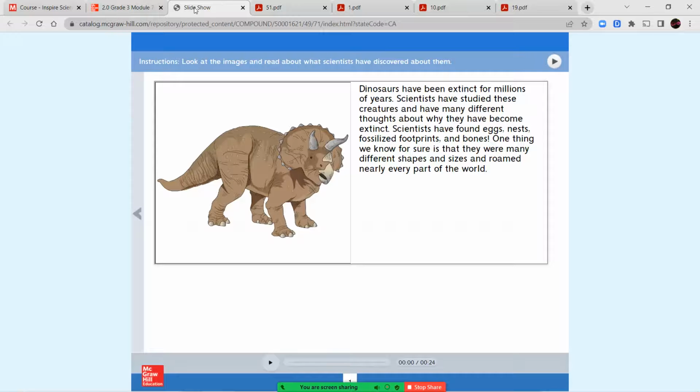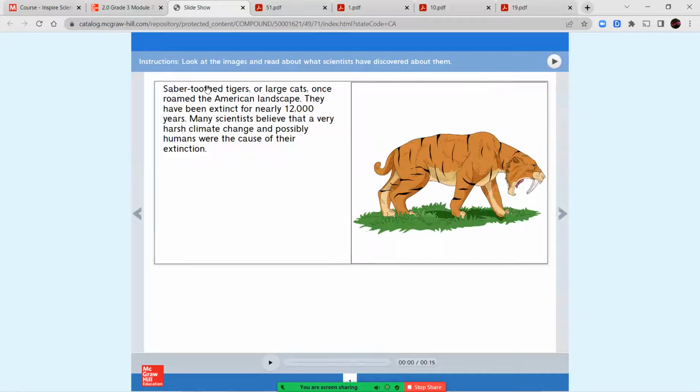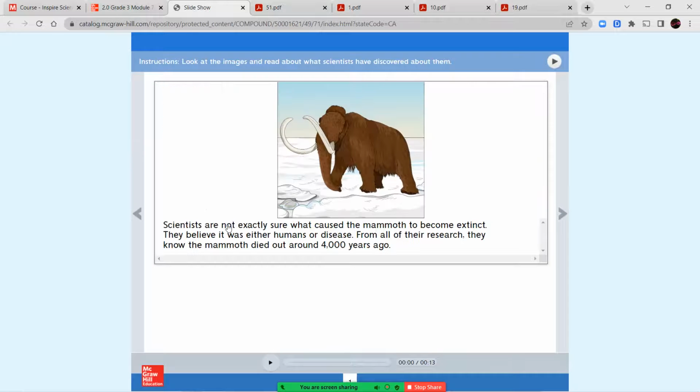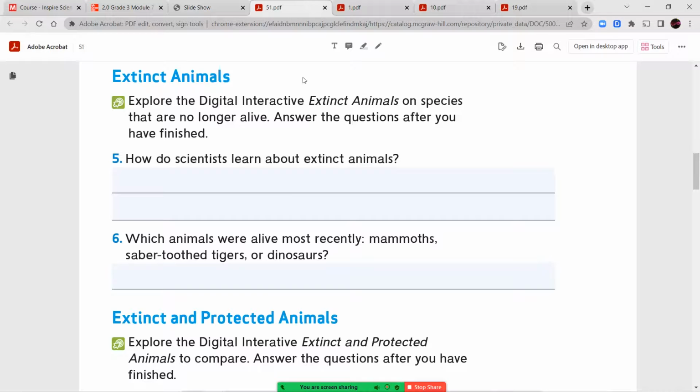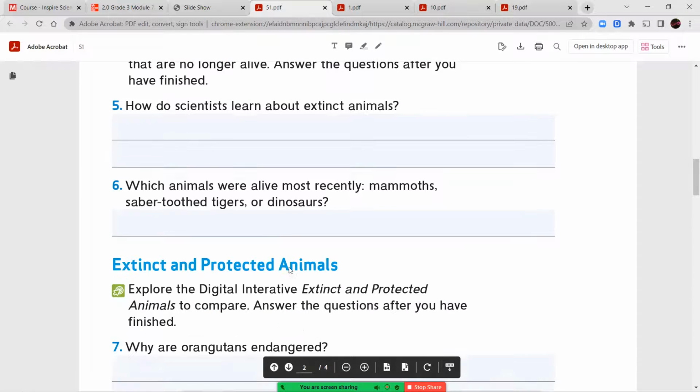So again, we can go back over here. Remember, we said scientists found out that dinosaurs have been extinct for millions of years. Saber-toothed tigers have been extinct for nearly 12,000 years, and mammoths have only been extinct for about 4,000 years. So that'll give you the answer to this question.